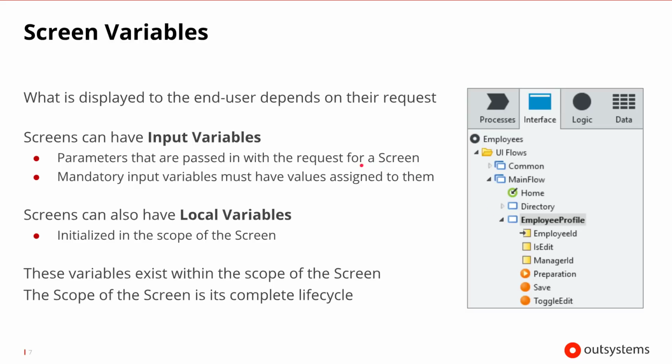These screen variables can be very important because screens can have input variables, which means that when someone requests a page, they may actually pass some parameters with the request for that screen. And any mandatory input variables will automatically have values assigned to them. So if there's a mandatory input variable that is passed in, we'll go ahead and get that variable, and if not, it will be set to its default.